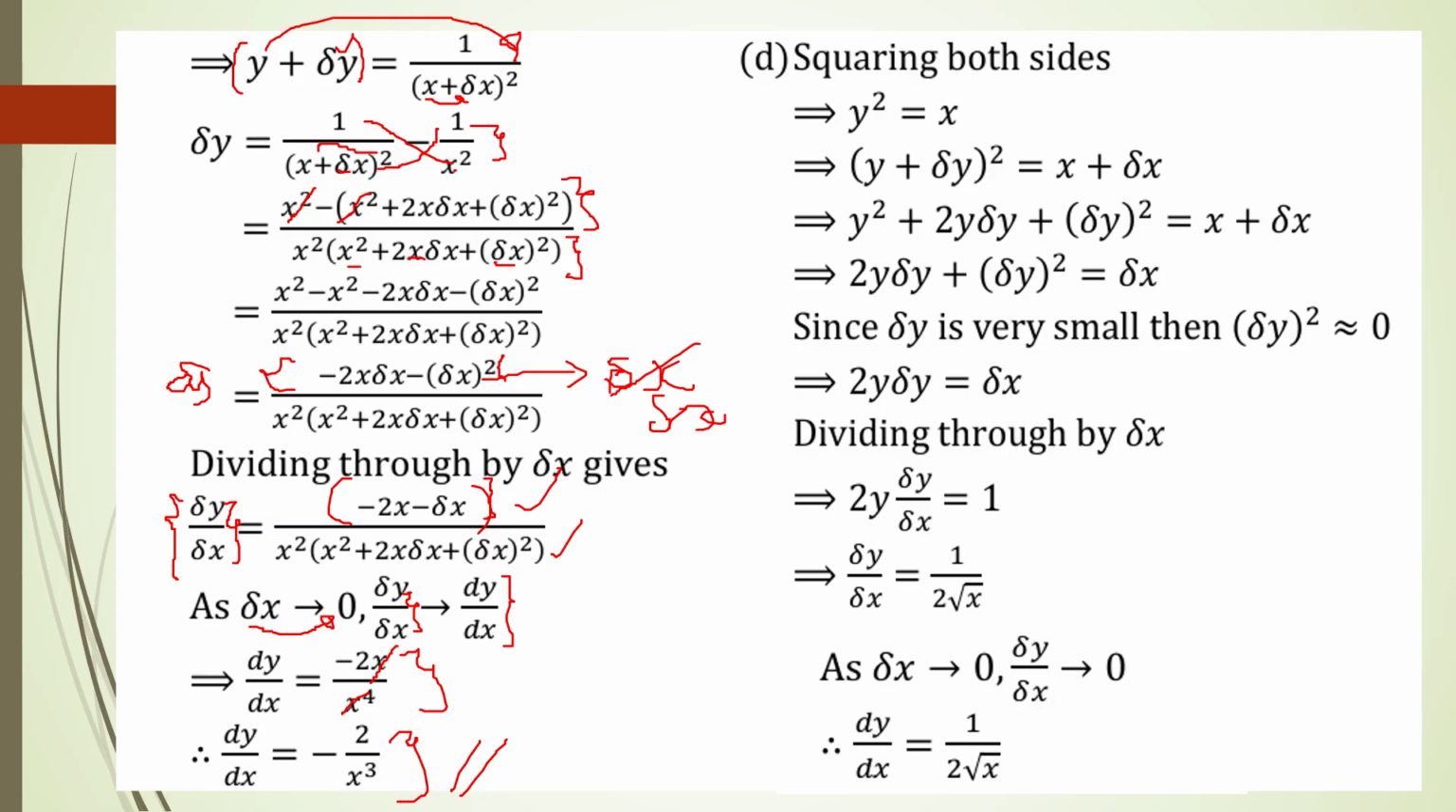Now let's look at the solution for part D. So if you look at part D, we had a function that y squared is equal to x.